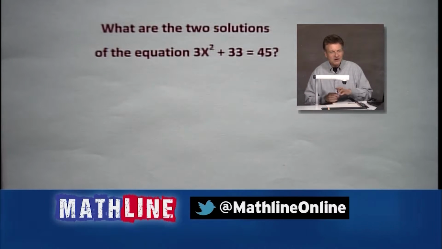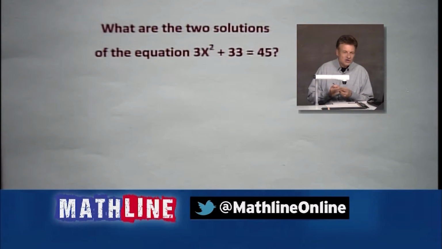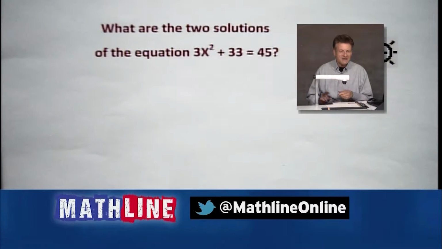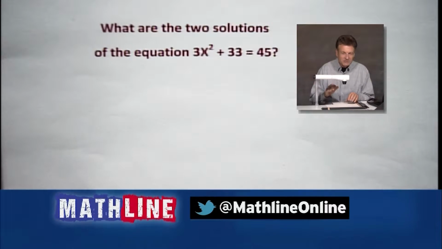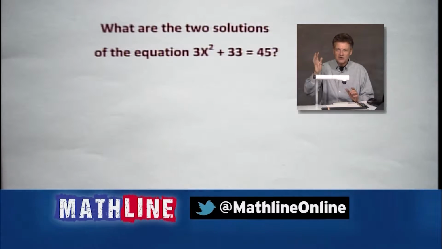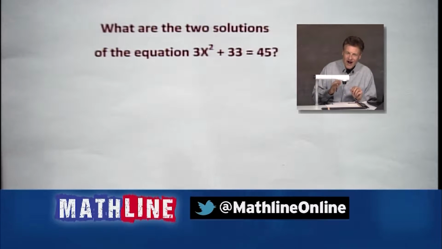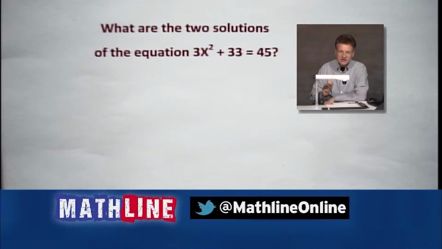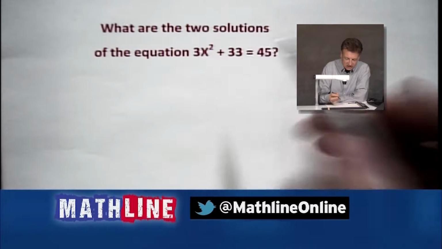So let's see what our first situation is with our quadratic equation. It says, what are two solutions of the equation 3x squared plus 33 equals 45. Now, when we look at that, sometimes we get a little nervous because we see 3x squared. A lot of times we'd like to have that x squared by itself. Never fear, we may still get there. But if not, we'll work out some ways to get there. Let's write it down.